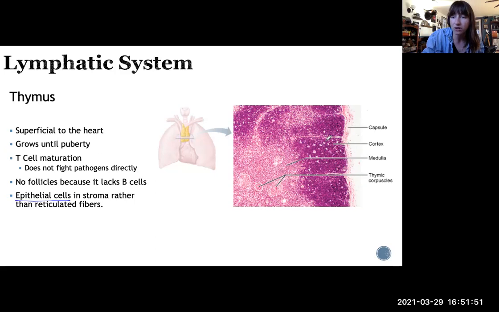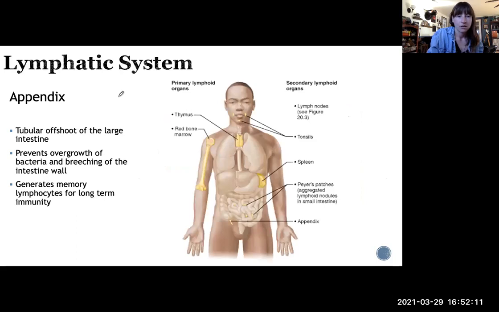You also have a cortex and a medulla for the thymus. So when you look at your thymus slides, you'll notice a transition of different looking cells around the outside compared to deep in the center of the section of the thymus, and a connective tissue capsule. All right.